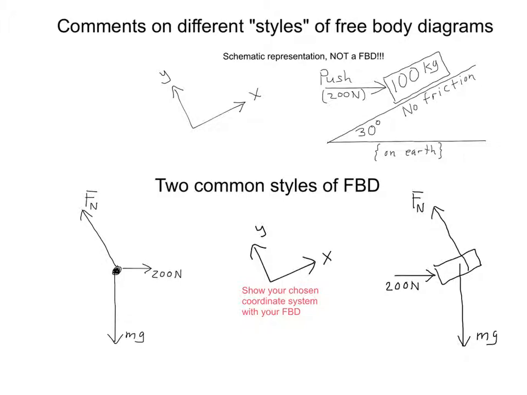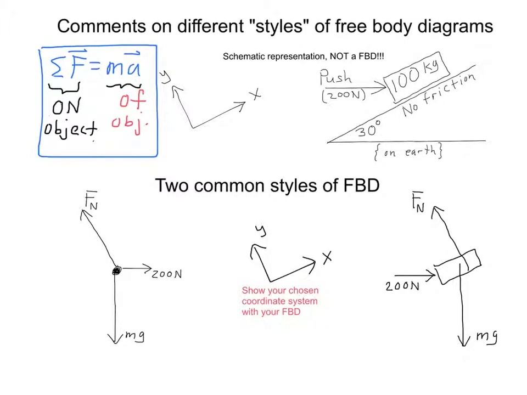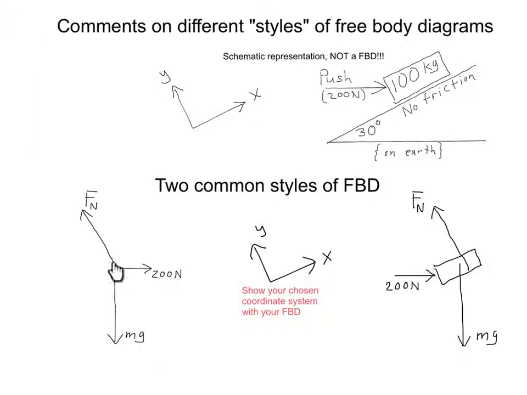Now, it's important to emphasize some things that all correct free body diagrams have in common. There are these different styles, but these are aids to applying Newton's second law. Newton's second law says that the sum of the forces acting on some object equals the mass times acceleration of that object. Consequently, the free body diagram shows only forces acting on the object. This 100-kilogram object represented here or here, these forces are acting on that object. These are not forces that the object exerts on something else. These are forces acting on that object.